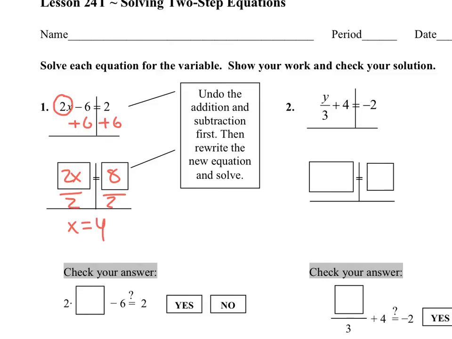Now let's check our solution. Let's see if that answer works. We substitute 4 in for x, and I get 2 times 4, that's 8, minus 6 equals 2. What's 8 minus 6? 8 minus 6 is 2. Does it equal 2? Yes, it does. So this solution works for this equation. Alright, let's go to number 2.